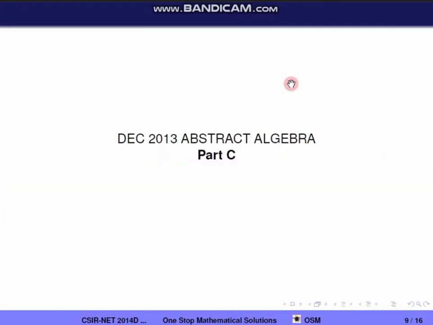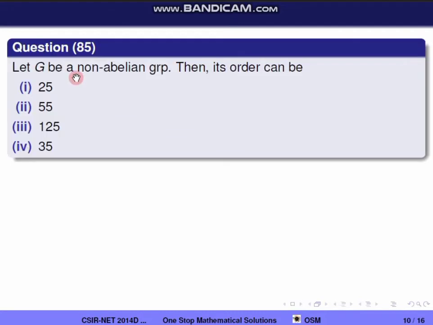Now we will move on to the part C questions. Question 85. Let G be a non-abelian group, then its order can be. So if G is a non-abelian group, we have to check which of the options can be its order. So we will look into the concept used.